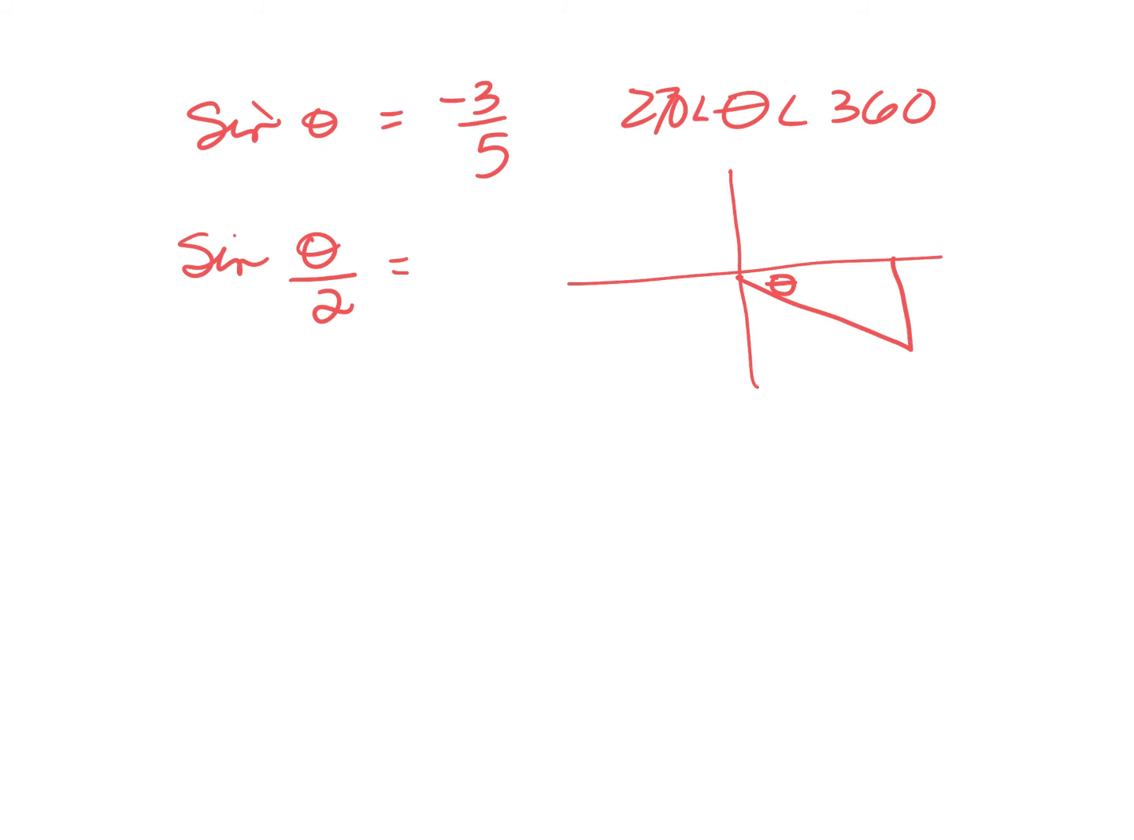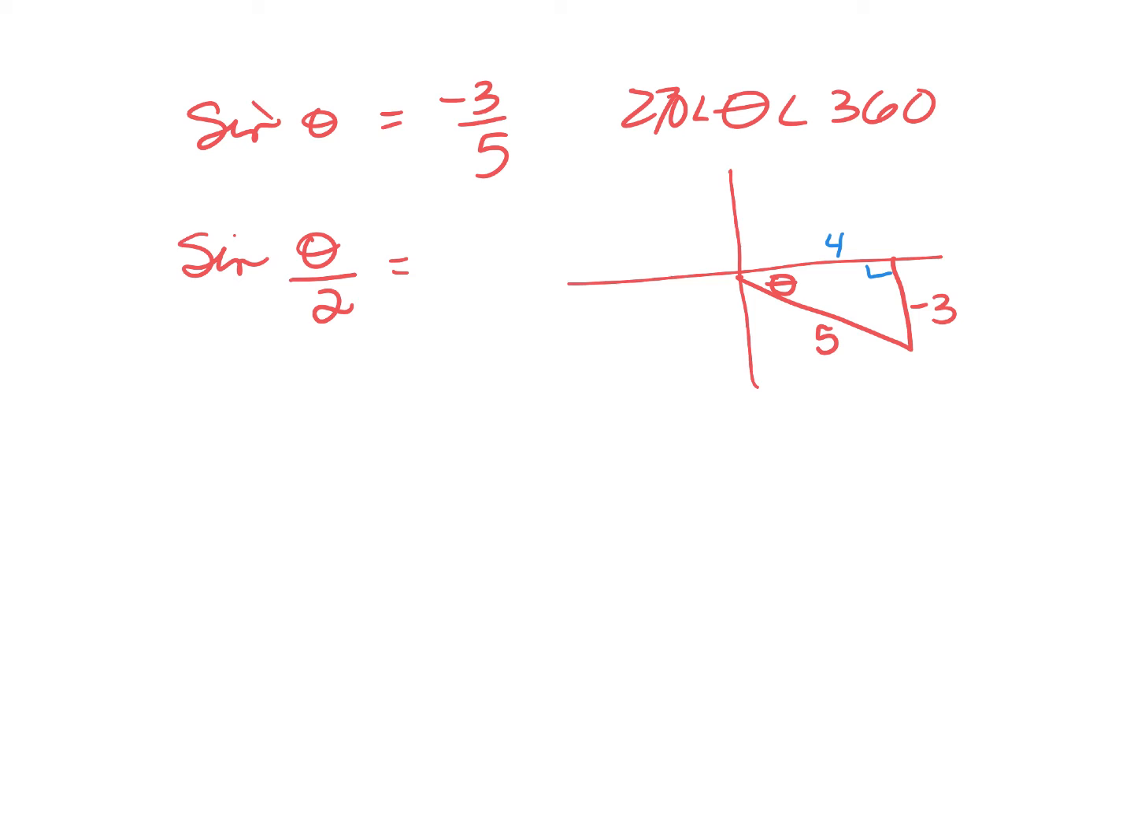270 to 360 is in the fourth quadrant. So theta is in the fourth quadrant. And we know that the hypotenuse is opposite. So this is a -3 over hypotenuse. That's the 5. And when we do the Pythagorean theorem, we find that this side here is a 4. It's a famous triangle, 3, 4, 5 triangle, right?